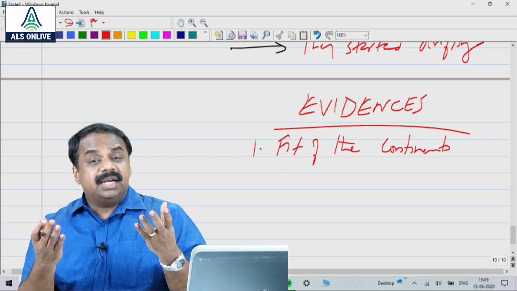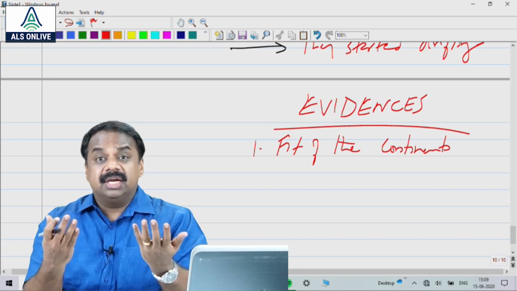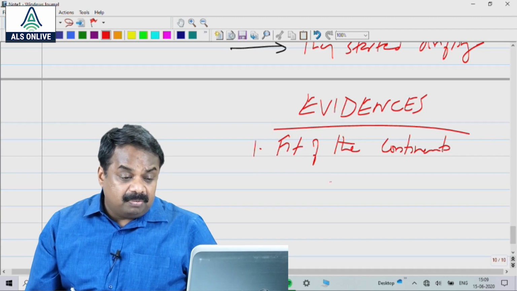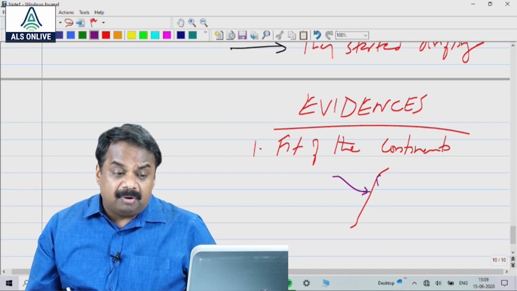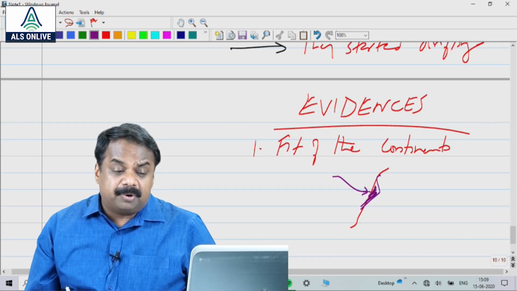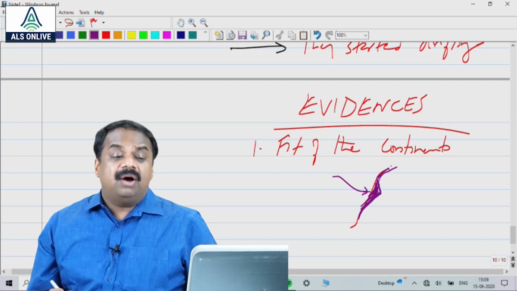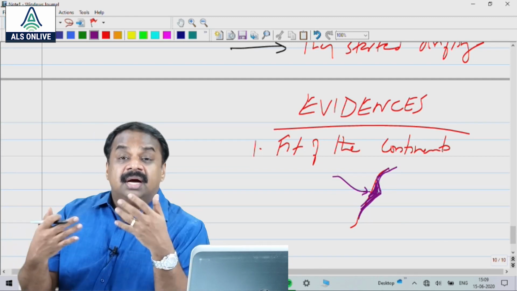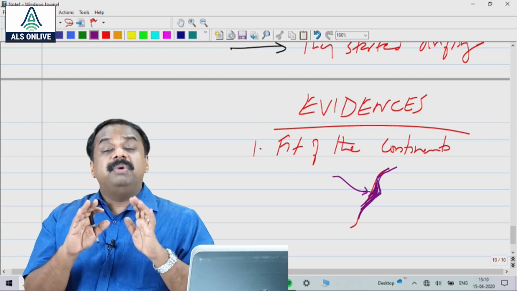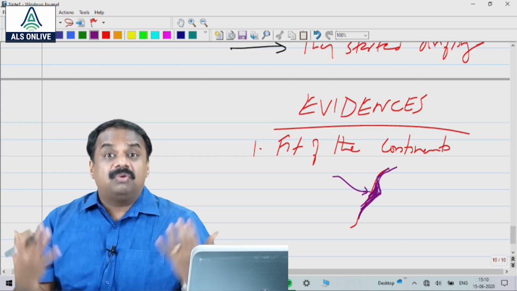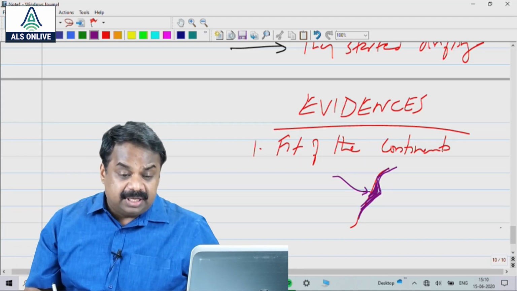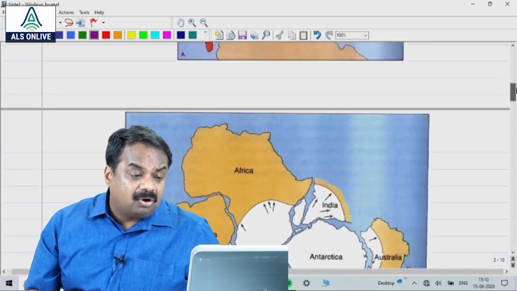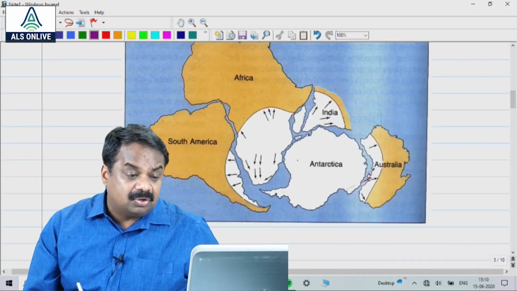But many scientists said that the coastline is changing. We know that suppose a land area is there, and if a river is flowing and a delta is formed, it will increase the land area, or it will deposit things at the mouth of the river, and the coastline will change. And if it is by and large matching, it may be a mere coincidence. That is what the critics said. The critics did not want to believe it when he said fit of the continents, that continents can fit together. Many critics said that it may be a mere coincidence. You can see the fit of the continents here also, near the South Pole.